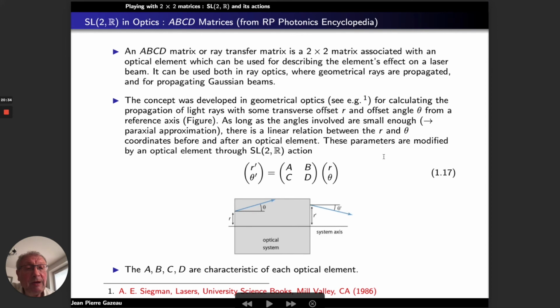So these parameters are modified by an optical element through SL2R actions. Here, again, we explain the notation ABCD matrix. And the matrix elements are characteristic of each optical element.